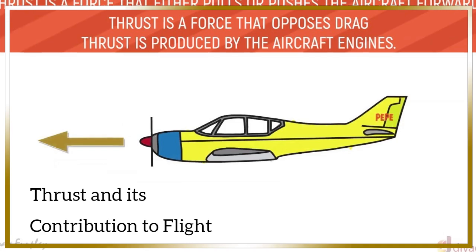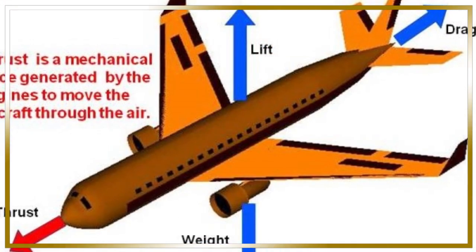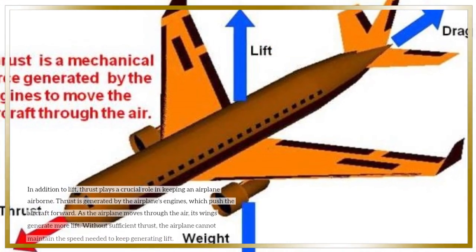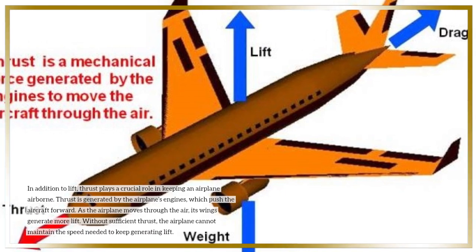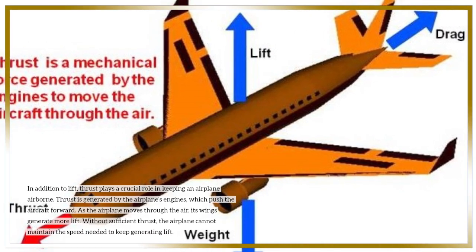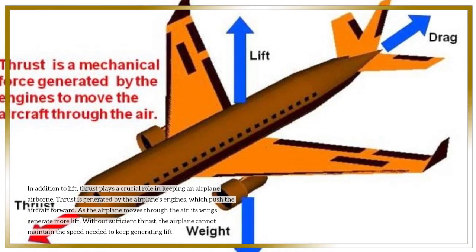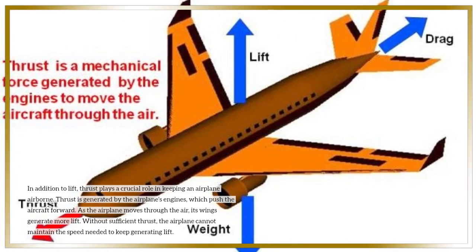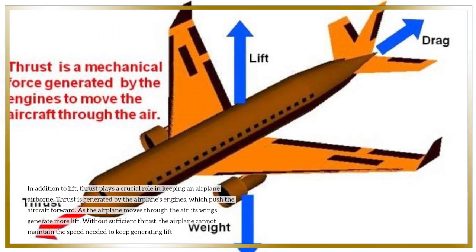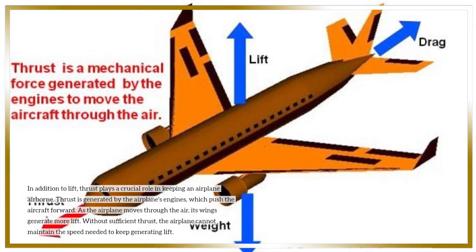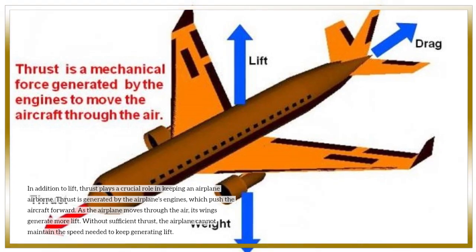Thrust and its contribution to flight. In addition to lift, thrust plays a crucial role in keeping an airplane airborne. Thrust is generated by the airplane's engines, which push the aircraft forward. As the airplane moves through the air, its wings generate more lift. Without sufficient thrust, the airplane cannot maintain the speed needed to keep generating lift.